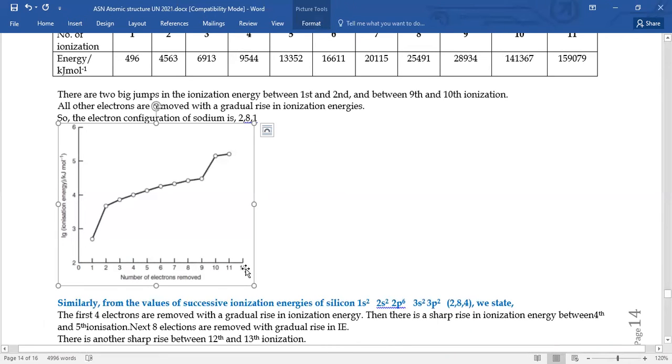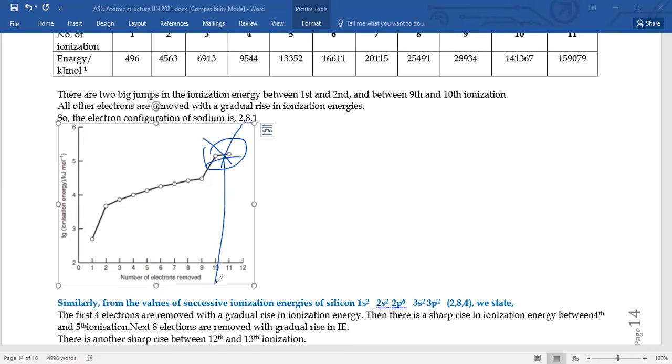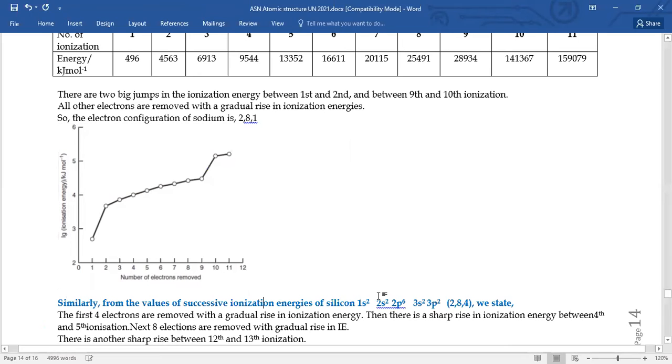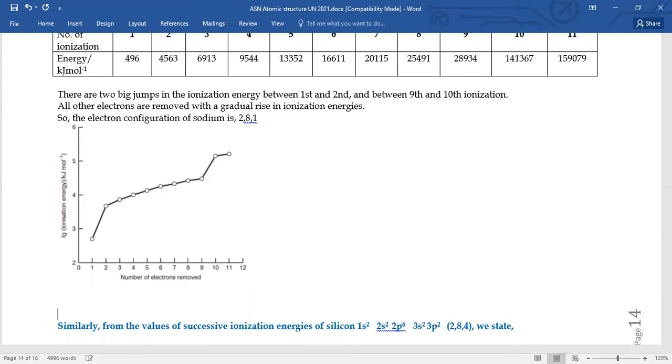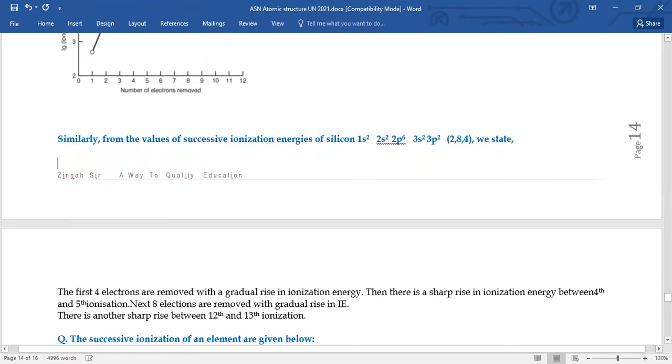This information can be represented in graphs, with 11 electrons and ionizations. Look at the first. Some of the students still make a mistake. They will consider this the first. Is that right? No. These are the last ionization. The first ionization is this. So I am being very careful, and you should also be careful about this. And these are about the gradual variation of ionization energy.